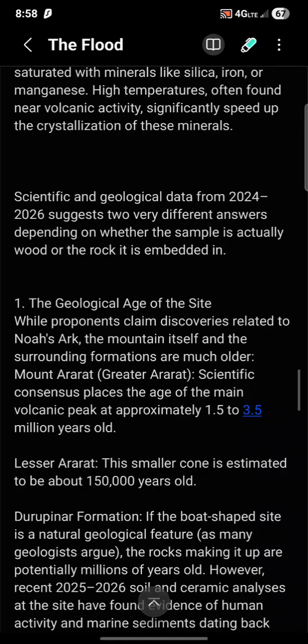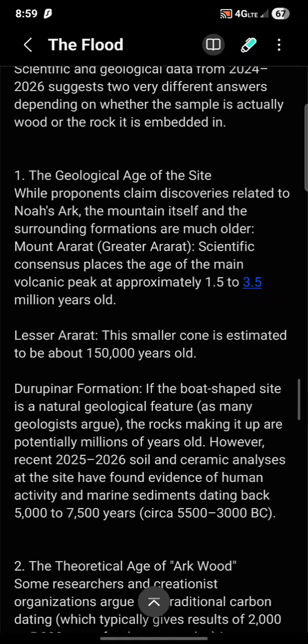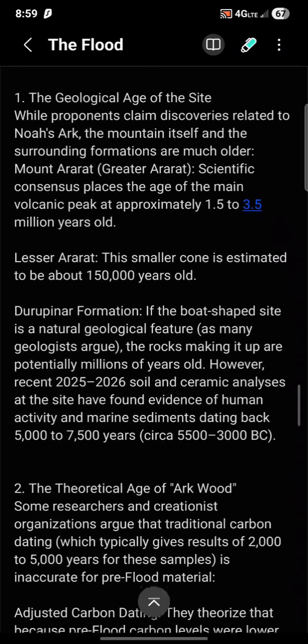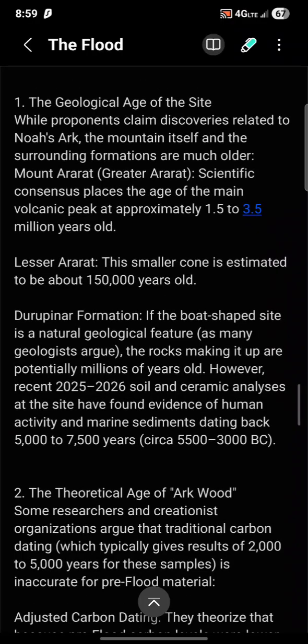Scientific and geological data from 2024 to 2026 suggests two very different answers depending on whether the sample is actually wood or the rock it is embedded in. The geological age of the site: while proponents claim discoveries related to Noah's Ark, the mountain itself and the surrounding formations are much older. Mount Ararat: scientific consensus places the age of the main volcanic peak at approximately 1.5 to 3.5 million years old. Lesser Ararat: this smaller cone is estimated to be about 150,000 years old.